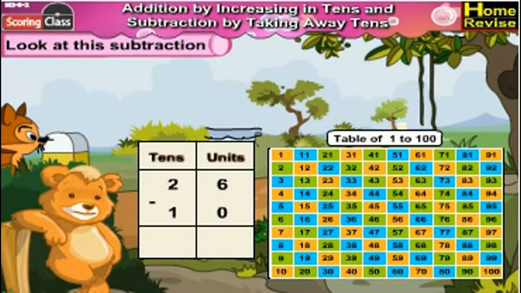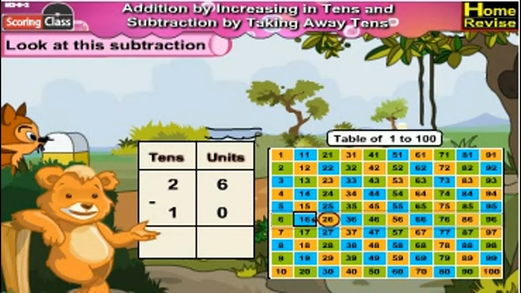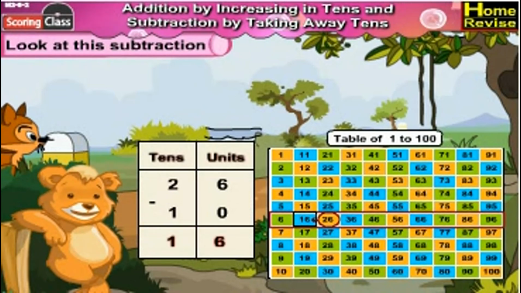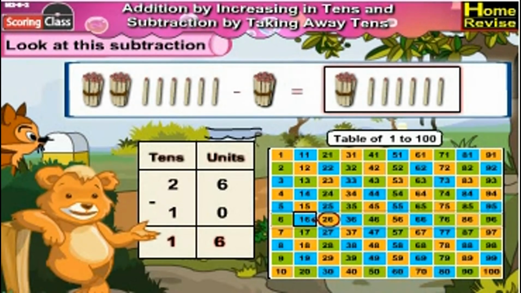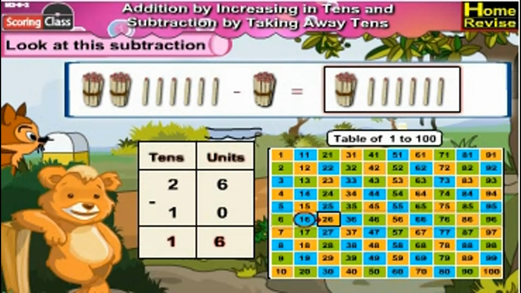The next sum, 26 minus 10. Here is number 26. Now, the answer for 26 minus 10 would be in the left column of the same row. So that would be 16, which means 26 minus 10 is 16. This answer is correct, as if you notice, 1 ten is subtracted from 26 or decreased from 26.